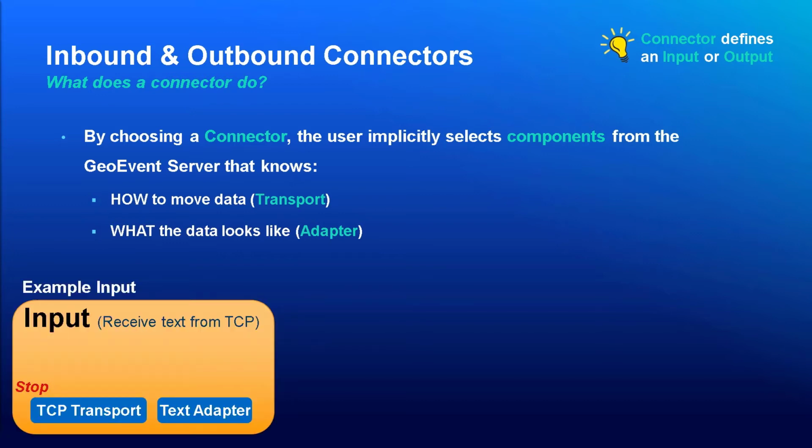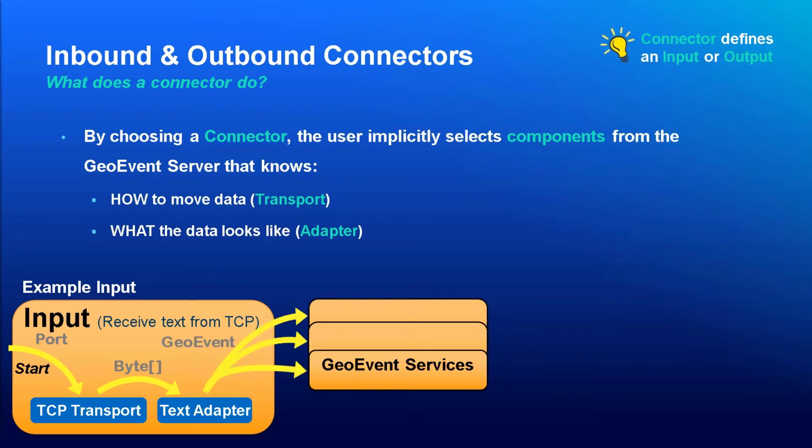So here is an example of using an input and an output connector. The input is created based on a connector which specifies a TCP transport and a text adapter. Once the transport is started, it accepts raw bytes over TCP. The stream of bytes is passed to the adapter for parsing. The adapter parses the bytes and produces GeoEvents that are sent out to all of the different services.